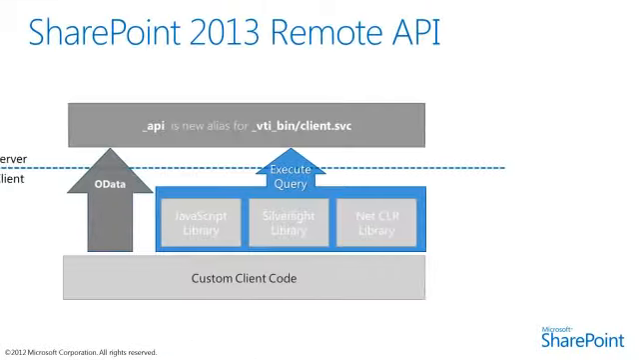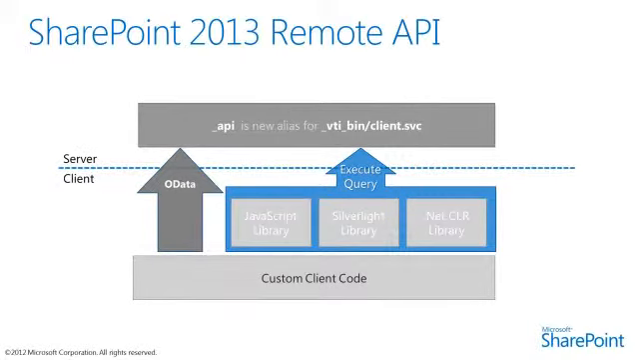This architectural diagram shows how things have changed in SharePoint 2013. Client-side code can still use the client-side object model similar as it did in SharePoint 2010, but the major changes include now you can substitute the alias _API in order to reference _VTI_bin/client.svc. So it's an alias that provides you the ability to access that endpoint in an easier fashion. Client code can also access client.svc directly using REST-based HTTP requests. And much of the REST-based API is based on the OData protocol.